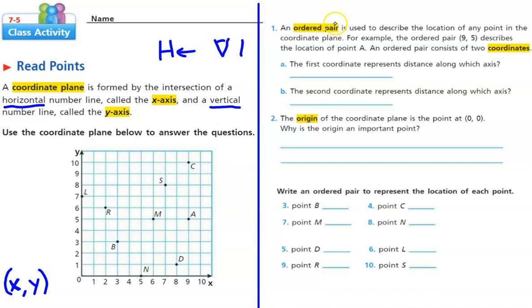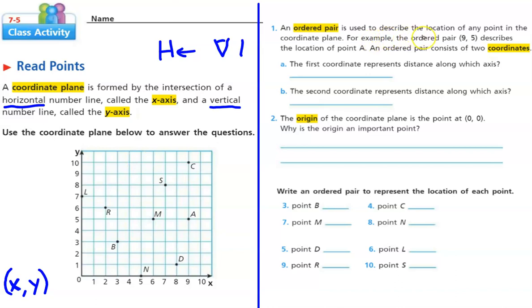And then over here it talks to us about an ordered pair. It says an ordered pair is used to describe the location of any point in your coordinate plane. That means on this coordinate plane, if I were to randomly choose this spot right here, I could help you find it by giving you an ordered pair to go search for. I'm going to erase that right now because we've got plenty of other ones to use.